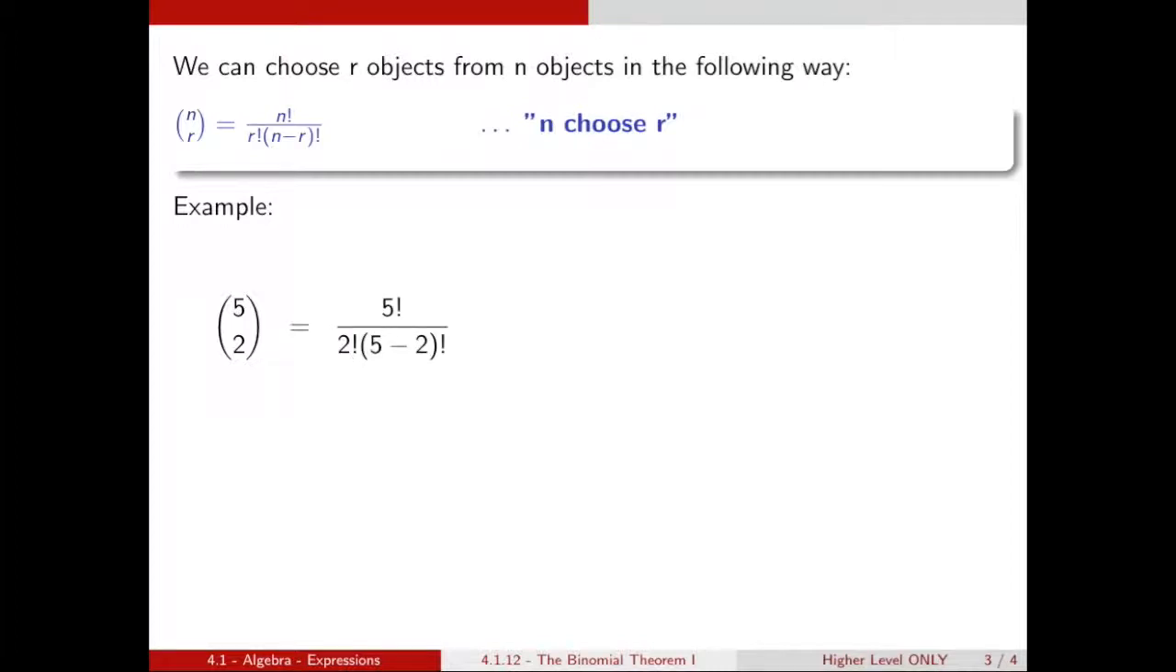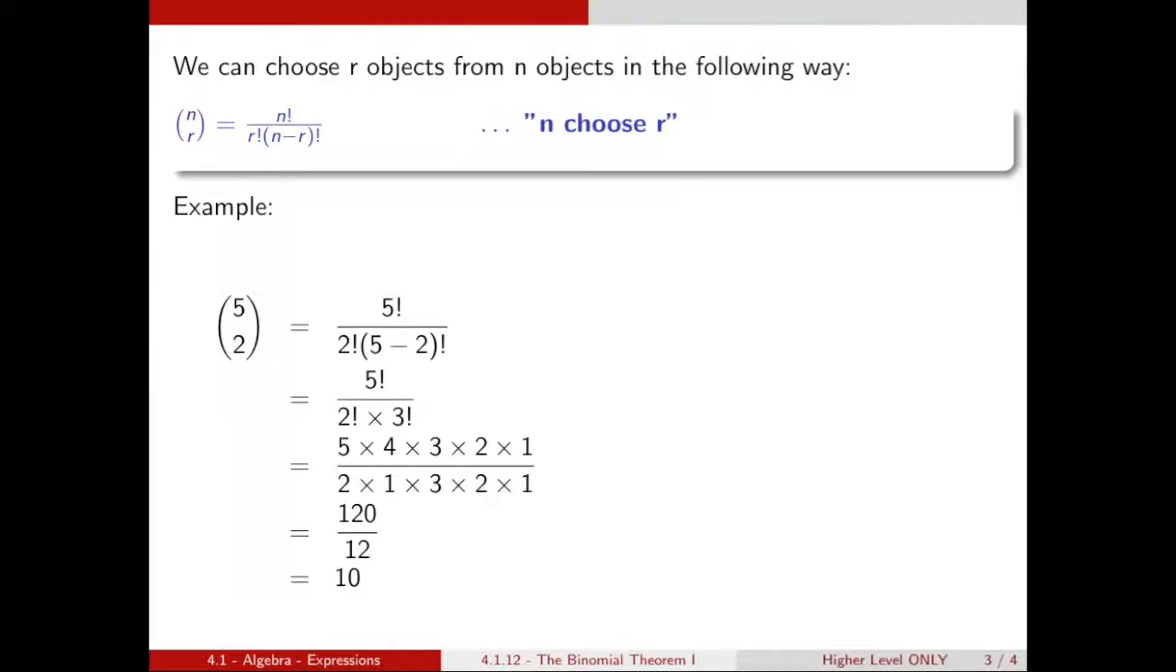So that's equal to 5 factorial over 2 factorial times 5 minus 2 factorial. And that becomes 5 factorial over 2 factorial times 3 factorial. So let's work out what that is. 5 factorial is 5 times 4 times 3 times 2 times 1. On the bottom, 2 factorial is 2 times 1, and 3 factorial is 3 times 2 times 1. And that's 120 over 12, which turns out to be 10. And you can also do that on your calculator.